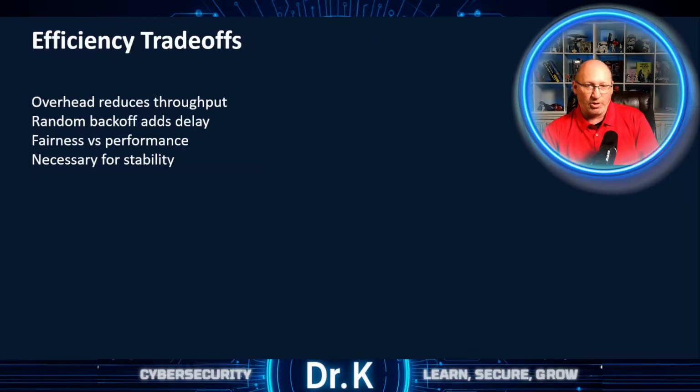Now, multiple access protocols introduced overhead. Waiting periods and control messages reduce raw throughput. However, this trade-off ensures fairness and stability within the network. Without this coordination, retransmissions and interference would actually waste even more bandwidth than what we're already seeing. Effective channel access balances that efficiency with reliability.